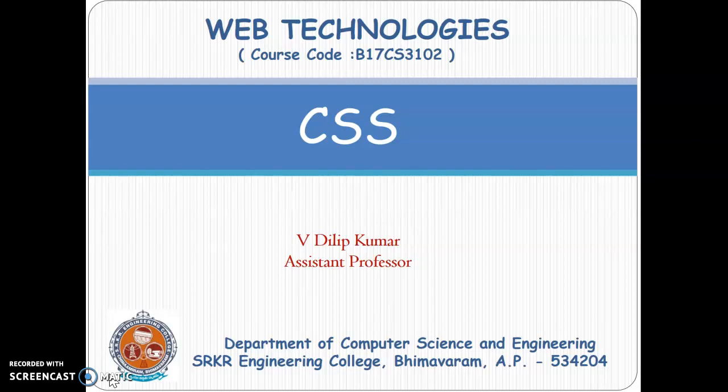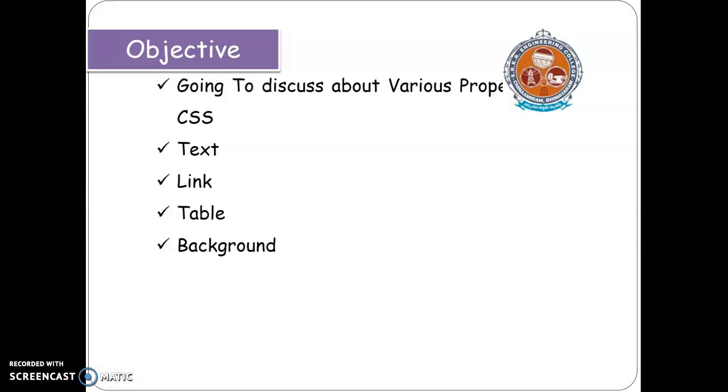In this video, we are discussing CSS, Cascading Style Sheets properties. Here, we are discussing the various properties of CSS, for example, the properties of text, properties of links, properties of tables, and background.